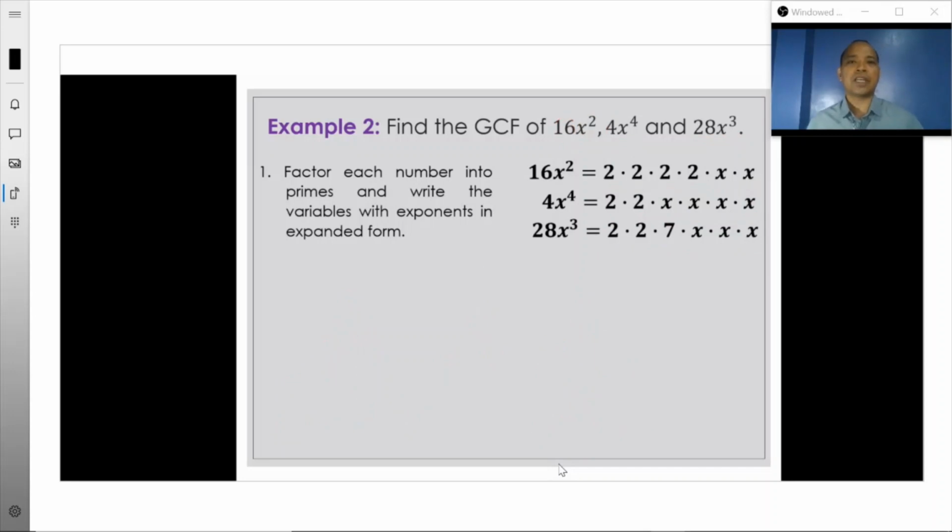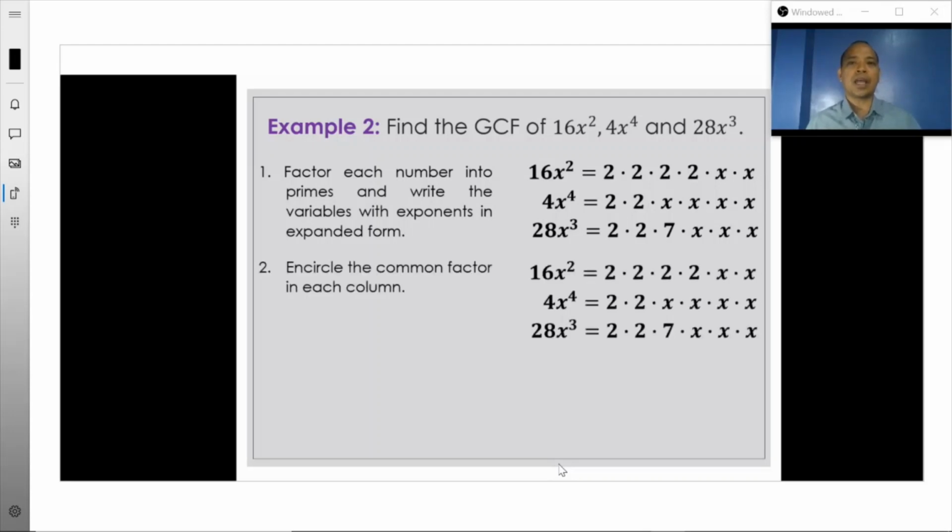Now that we have identified the prime factorization form of these expressions, we then identify what are the factors that are common to all three expressions. That means, for the expressions 16x squared, 4x to the fourth, and 28x cubed, notice that all of them contain this factor of 2. So we say that this 2 is a factor common to all three expressions.